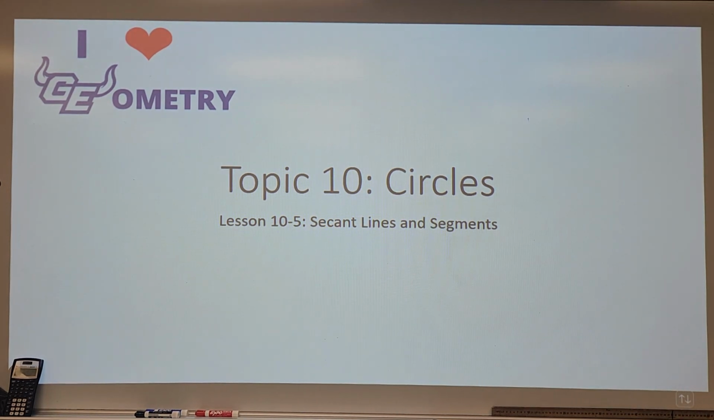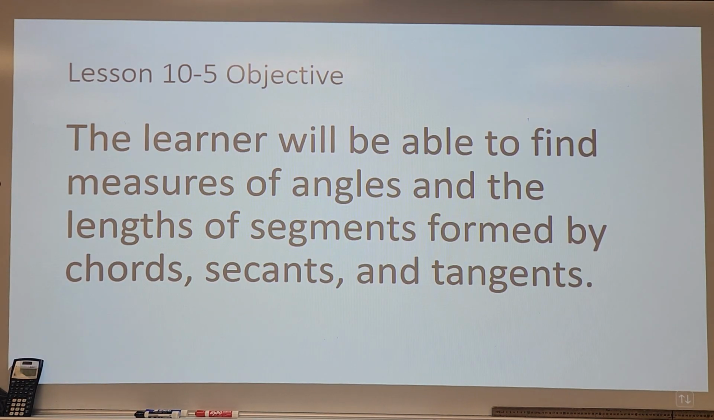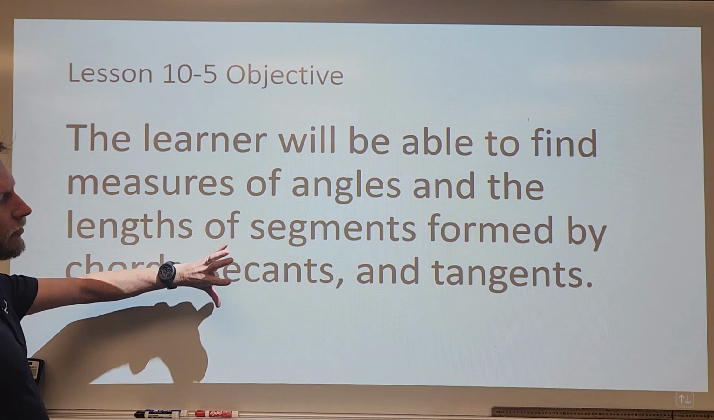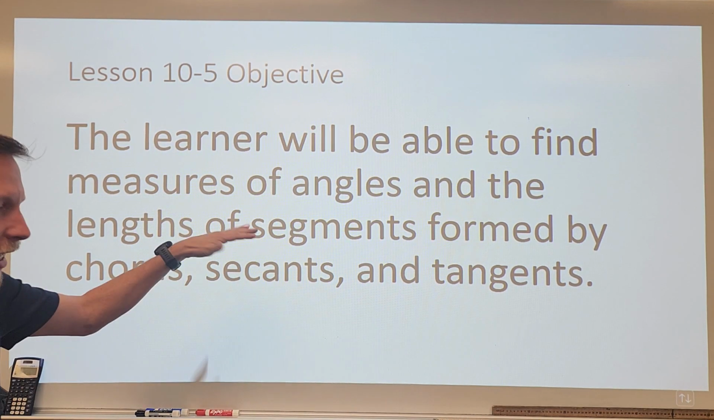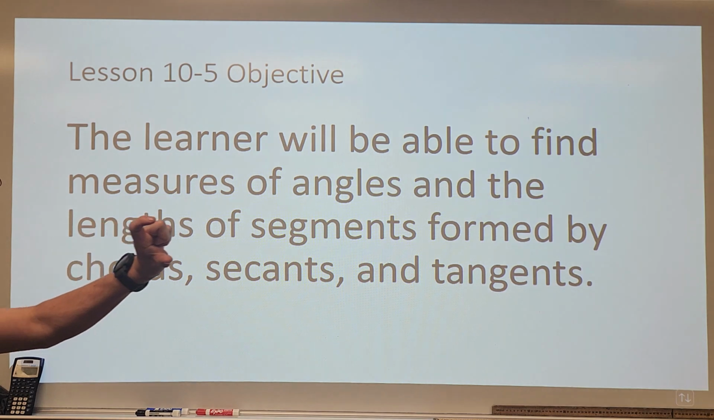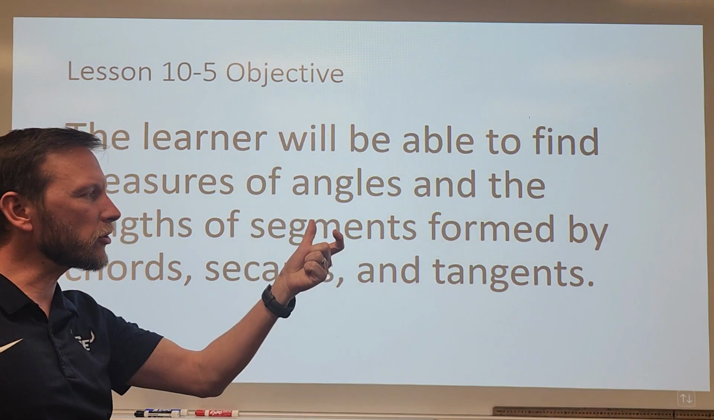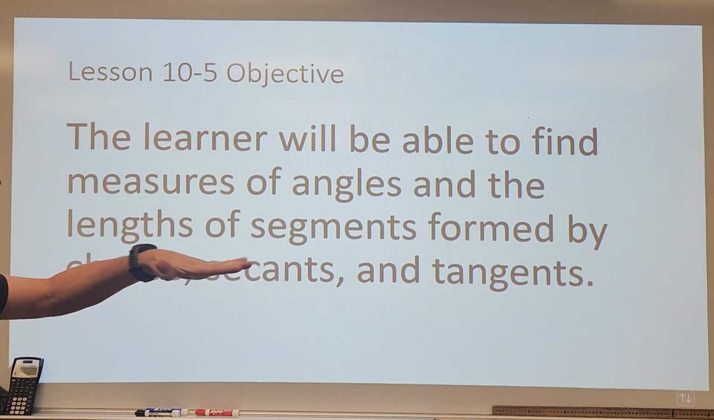For lesson 5 in unit 10, we're going to look at secant lines and segments in circles. We're going to deal with some awesome angles formed, along with the lengths of partial secant lines as they interact with the tangent segments as well. This will be an interesting thing where we might mix up the recipes a little bit, so I want to make sure that we do a good job of laying this groundwork.